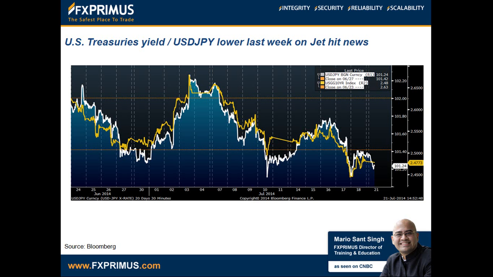Probably the dollar yen, now at the current level of 101.2, has some support around 101, and you can look at going long dollar yen and taking profit maybe around the 102 level. But we still need to monitor very closely how the US Treasury yield goes, and how the geopolitical risk goes.